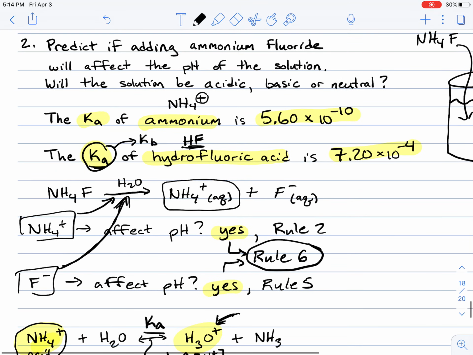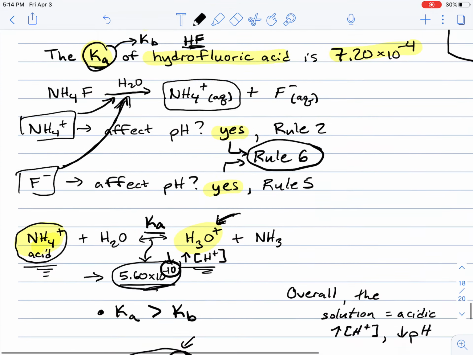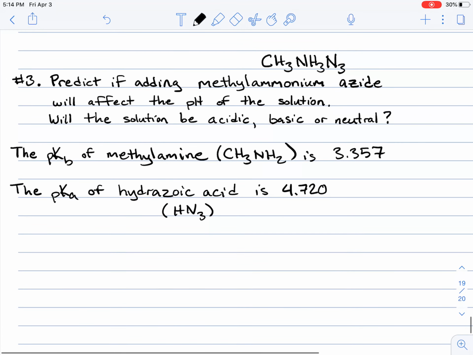So let's go ahead and do one more example just to showcase Rule 6. And so we're going to predict if adding methyl ammonium azide, which is CH3NH3N3, will affect the pH of the solution. If so, will the solution be acidic, basic, or neutral? And so they also gave us some pK values. So pKb of methylamine is that value. pKa of hydrazoic acid is 4.720.